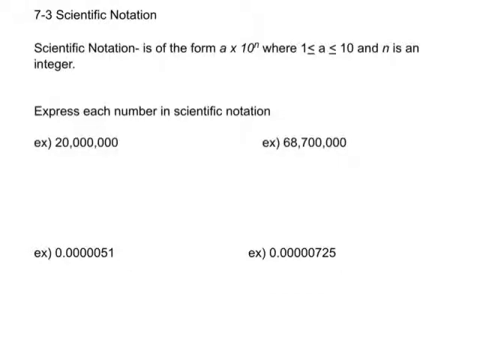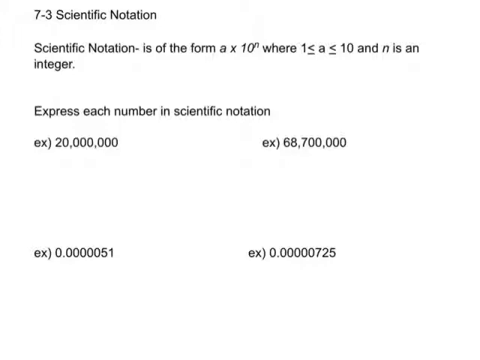Scientific notation is in the form of a times 10 to the n power, where a is a number that's between 1 and 10, and n is an integer. And remember that our integers are our positive and our negative numbers. So typically, scientific notation is used for a very large number.